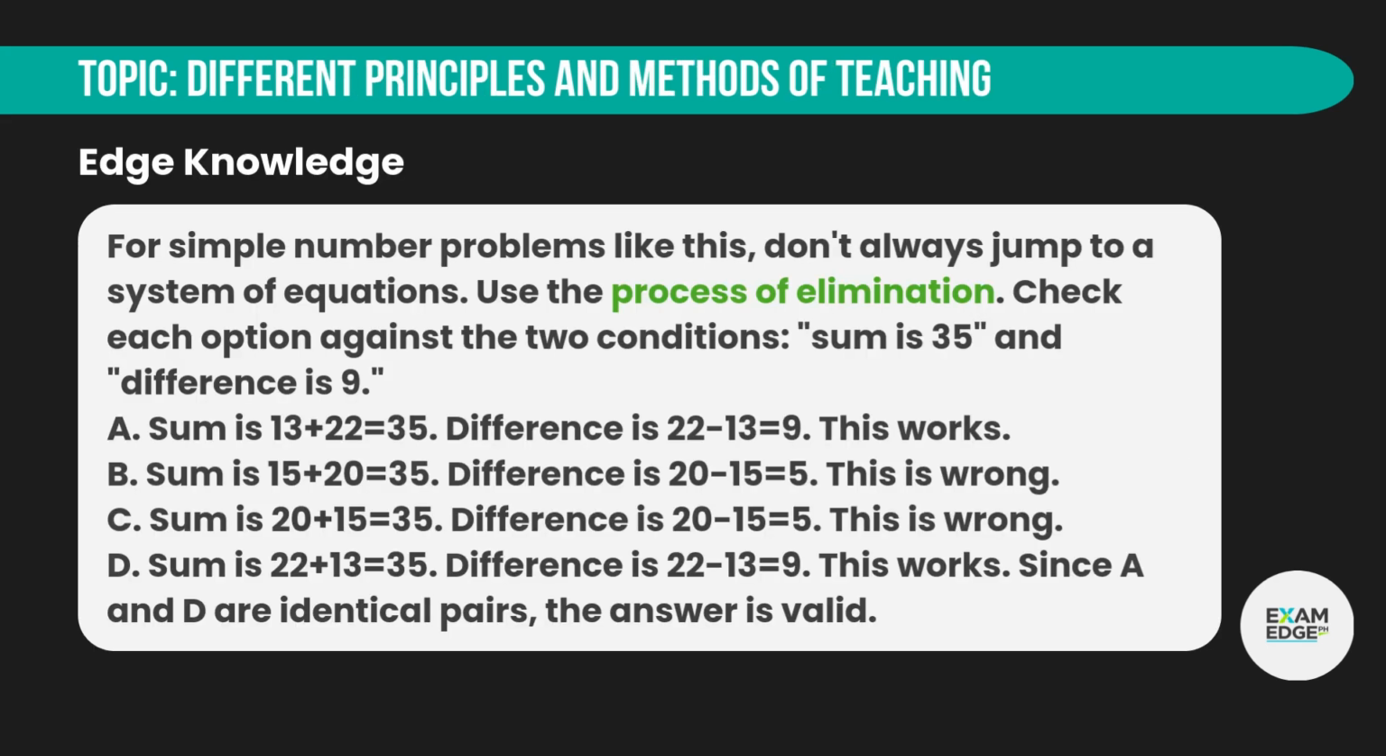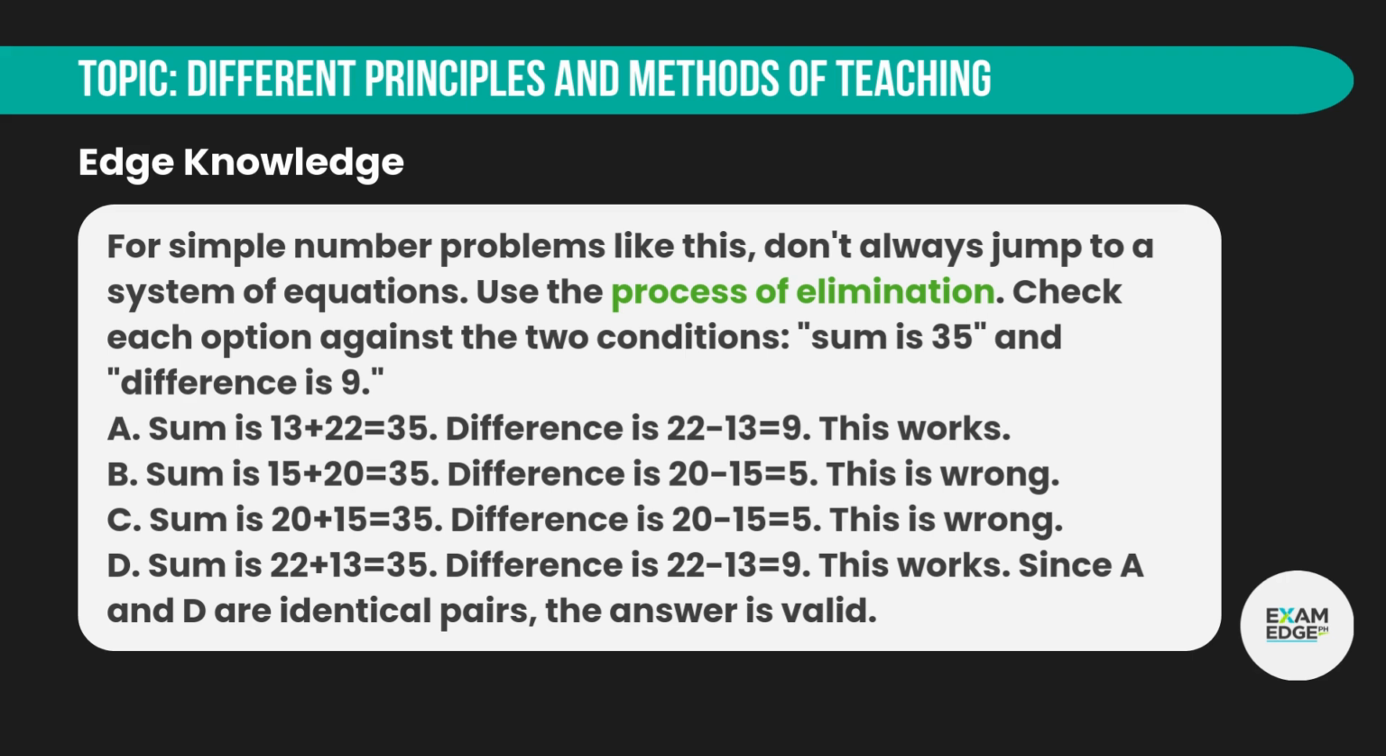Edge knowledge. For simple number problems like this, don't always jump to a system of equations. Use the process of elimination. Check each option against the two conditions: sum is 35 and difference is 9. A. Sum is 13 plus 22 equals 35. Difference is 22 minus 13 equals 9.